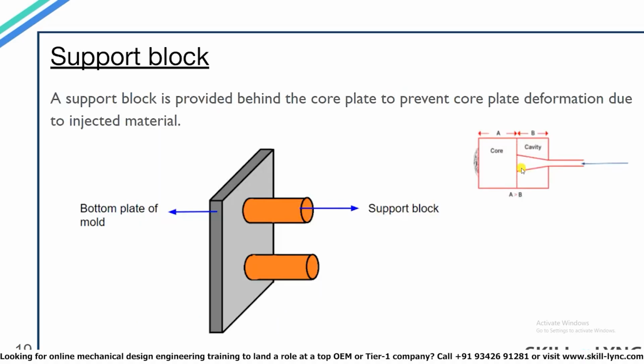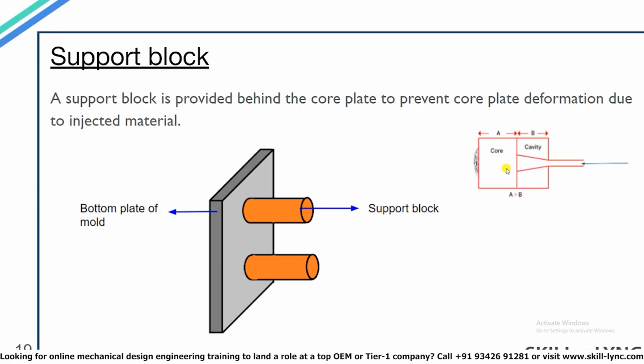In the last session, I had mentioned that the core plate thickness is always kept more than the cavity plate, as there is a chance of deformation of the core plate due to the hot injected material. The pressure of the injected material may be around 600 to 700 bars, and to avoid any chance of deformation of the core plate, an additional support block is placed between the bottom moving plate of the mold.